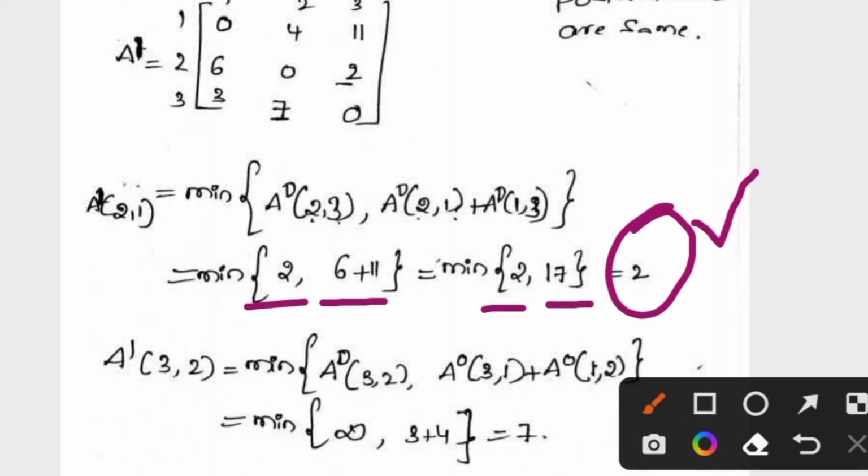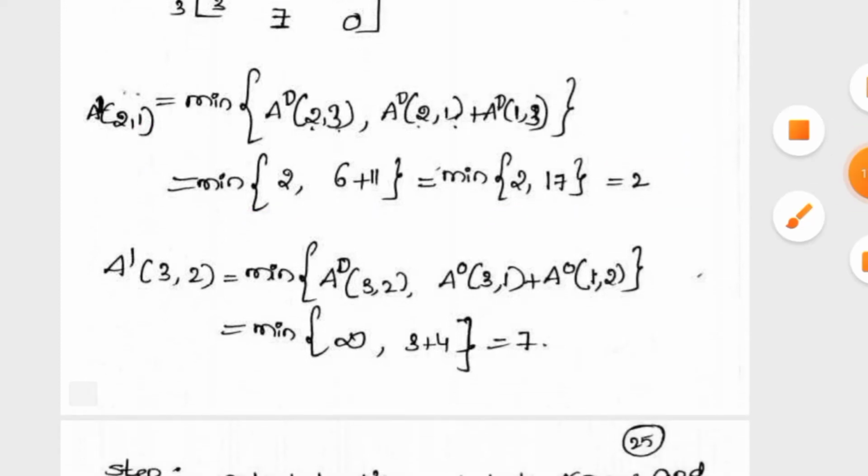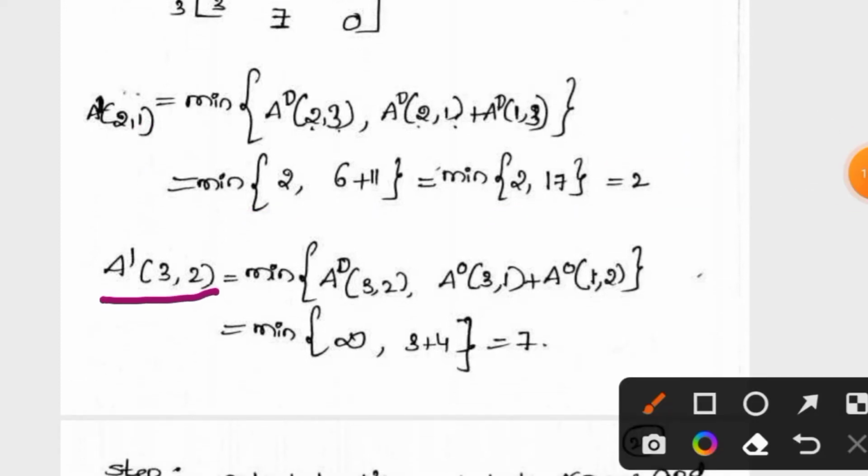So in this one, which position have we calculated? 2 comma 3. So in the position of 2 comma 3 we have to write the value 2 there. Next, we have to calculate the value at the 3 comma 2 position. So here we have to take k value as 1 only. So the position is 3 comma 2.